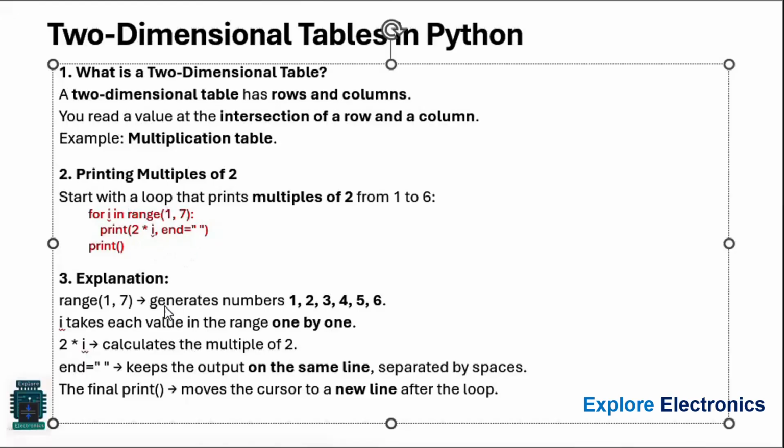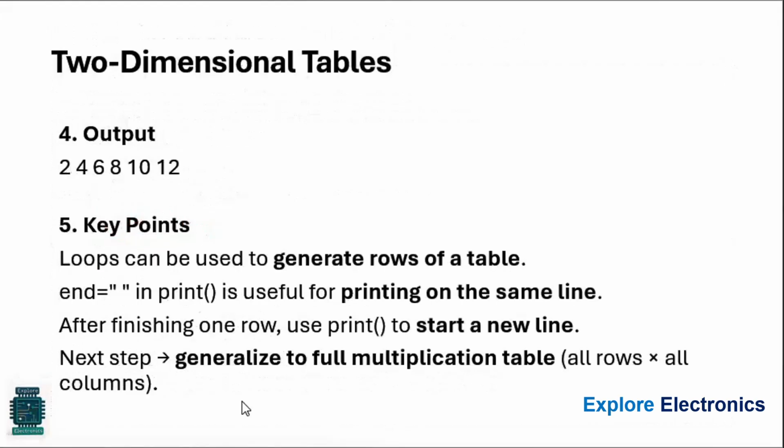We are using a for loop here. Range 1 to 7 generates the numbers from 1 to 6, and i takes each value one by one. 2 into i calculates the multiple of 2, and then it keeps the output on the same line separated by a space. The final print moves the cursor to a new line after the loop ends. Here the output is 2, 4, 6, 8, 10, 12 separated by spaces. You can observe. Got it?